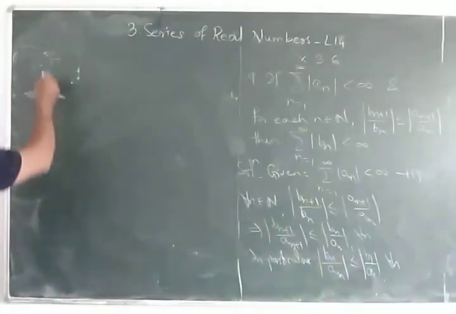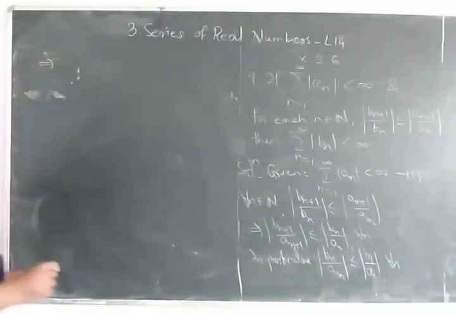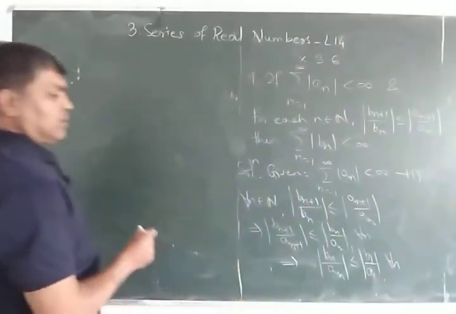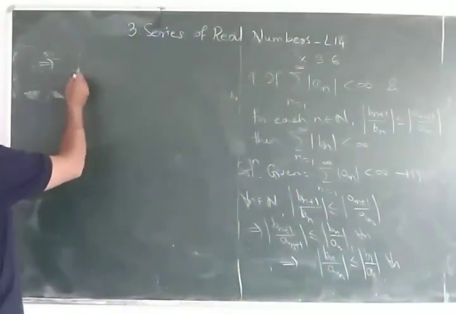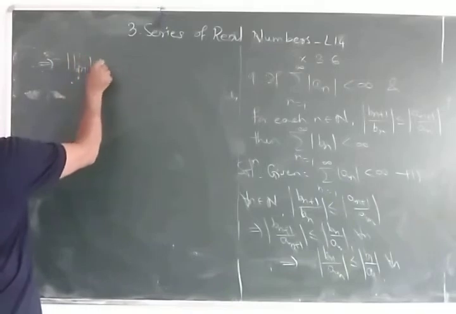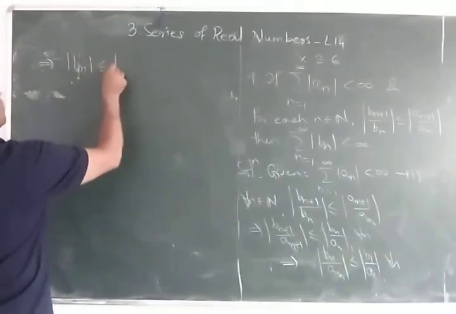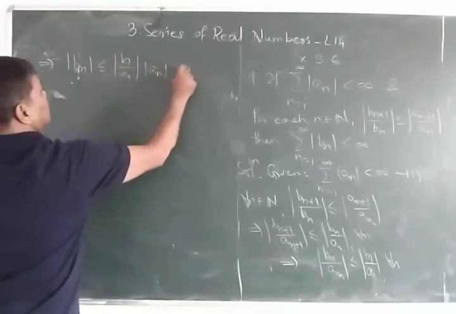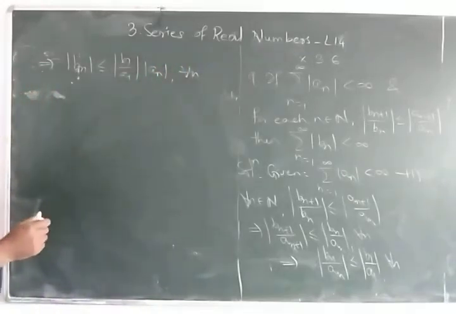Which implies that mod of b_n is less than or equal to mod b_1 upon a_1 into mod a_n for every n. Is it right?